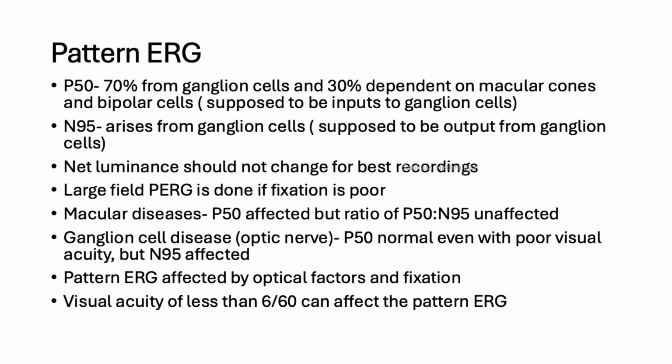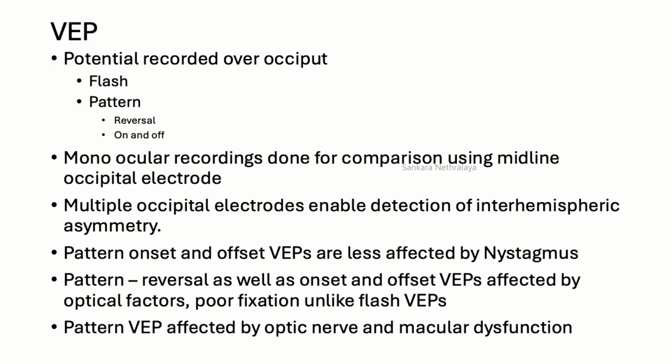Okay, but if it's a macular pathology, like cones and rods, cone pathology, then what happens? P50 is affected, and as a consequence N95 is affected. So the ratio still remains the same, except that amplitudes are reduced both ways. While if only ganglion cells are affected, like in glaucoma, then you will find that P50 is normal and the ratio is altered. Okay, I already told you about optical factors, all right.